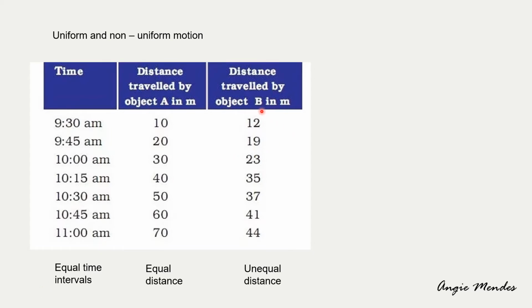And body B is traveling in unequal distances. So the question is, which body is traveling, or which body has uniform motion? Now if you remember the definition of uniform motion, the body has to cover equal distances in equal intervals of time. So that means that vehicle A will be traveling with uniform motion.